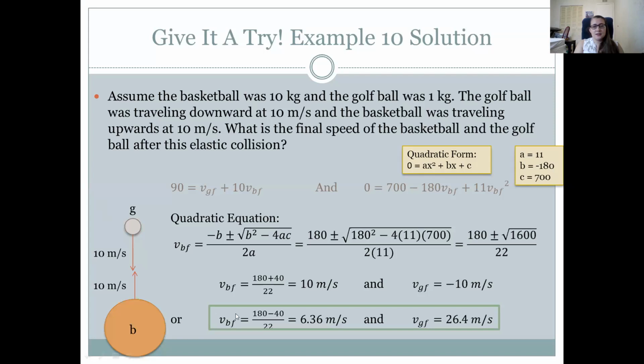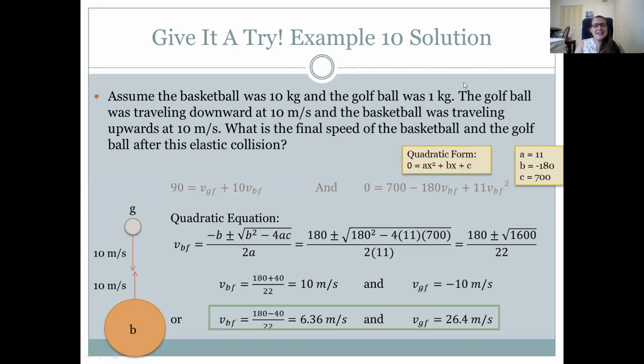And so you can see that after this collision, the basketball is not moving nearly as fast, right? 10 compared to 6.36. But this golf ball is moving incredibly fast compared to how it was, right? Not only did it totally change direction, but it changed direction and then sped up by 2.5 times the magnitude. So that flies real fast way up there, which is the result that we saw in the video. So go physics girl for doing physics the right way, I guess.